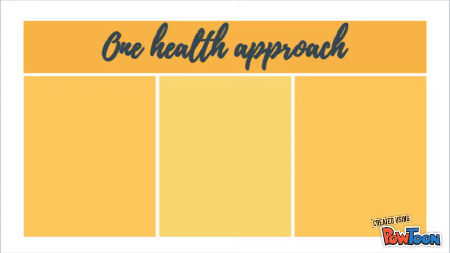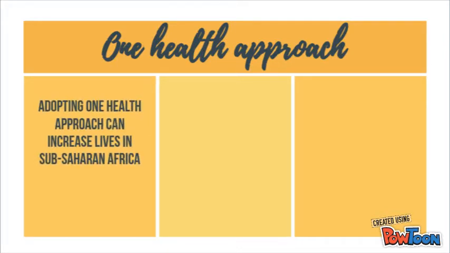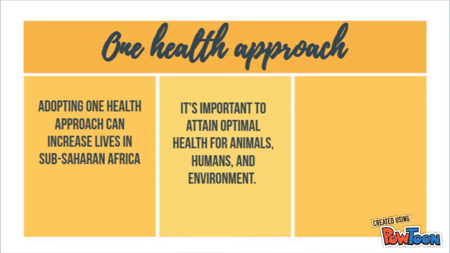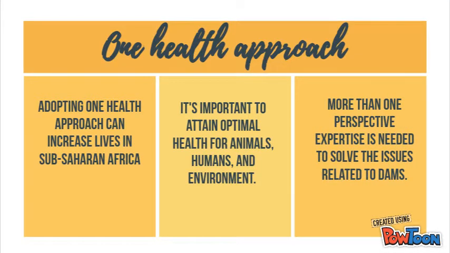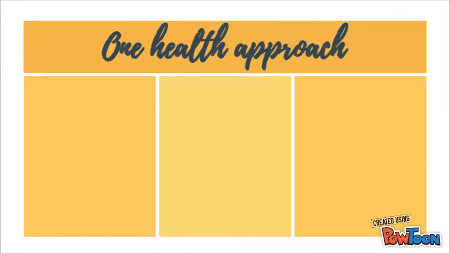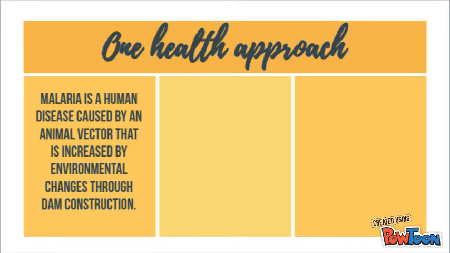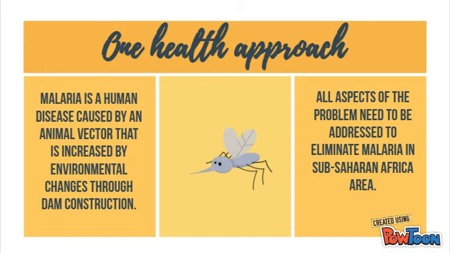Why is a One Health approach necessary? When considering the variety of ways dams have caused devastation to sub-Saharan Africa, particularly the increase in disease transmission rates for malaria, it becomes evident that more than one type of perspective and expertise is needed to solve the issues related to dams. Malaria is a human disease caused by an animal vector that is increased by environmental changes through dam construction. Therefore, all aspects of the problem need to be addressed to eliminate malaria in these areas.